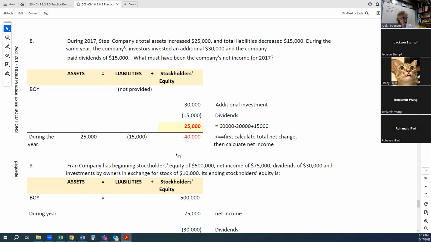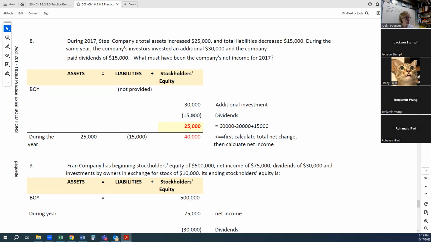Assets equal liabilities plus stockholders' equity. So you first calculate the net change for stockholders' equity. Now you know that number, and your goal is to figure out the individual pieces. What impacted stockholders' equity during the year? Well, first off, they issued more stock, so that's 30,000, an increase to common stock, which makes stockholders' equity go up. And they also paid 15,000 in dividends, which makes retained earnings go down, so minus.